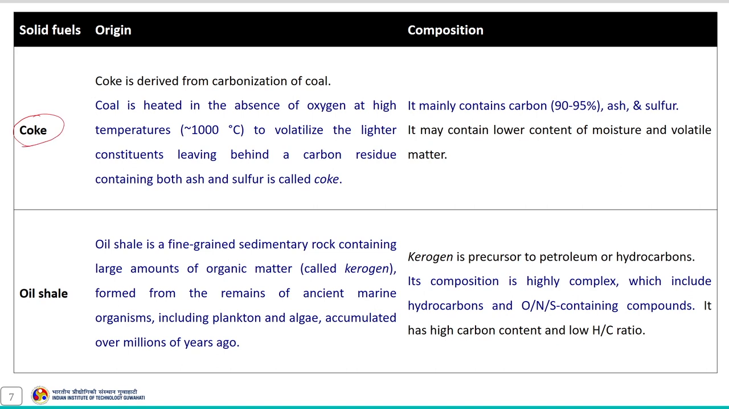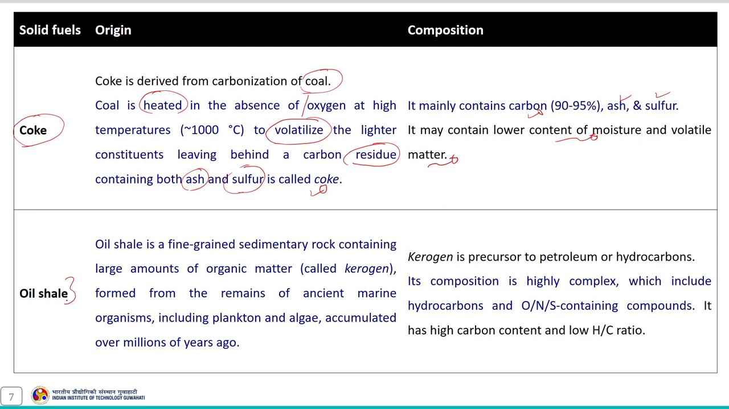Coke is basically derived from the carbonization of coal. When the coal is heated in the absence of air, or we can say oxygen, at high temperature, close to around 1000 degrees Celsius, the lighter constituents present in the coal sample are volatilized, leaving behind the carbon residue containing both ash and sulfur, and that is termed as coke. It mainly contains carbon, close to around 90 to 95%, with traces of ash and sulfur. It may contain a lower amount of moisture and volatile matter.